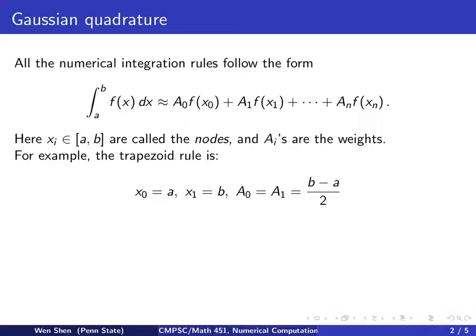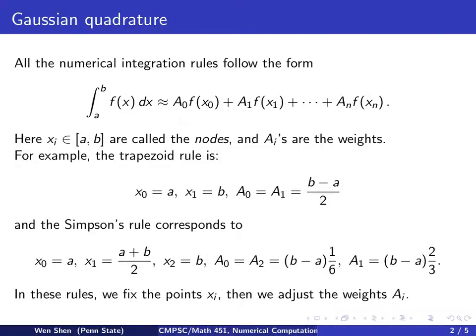Let's recall, for example, the trapezoid rule. Integrating on an interval from a to b, it will be exactly (b minus a) over 2 times [f(a) plus f(b)]. Writing it into the form that we have here, we'll have 2 nodes, x0 is a, x1 is b, and the 2 weights are the same, a0 equals a1 equals (b minus a) over 2.